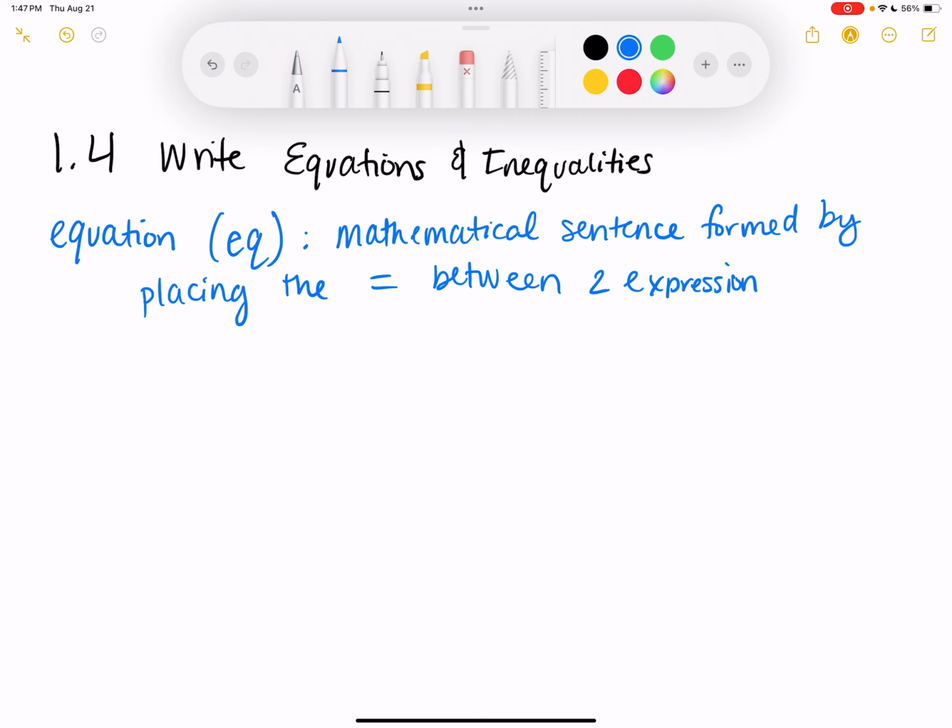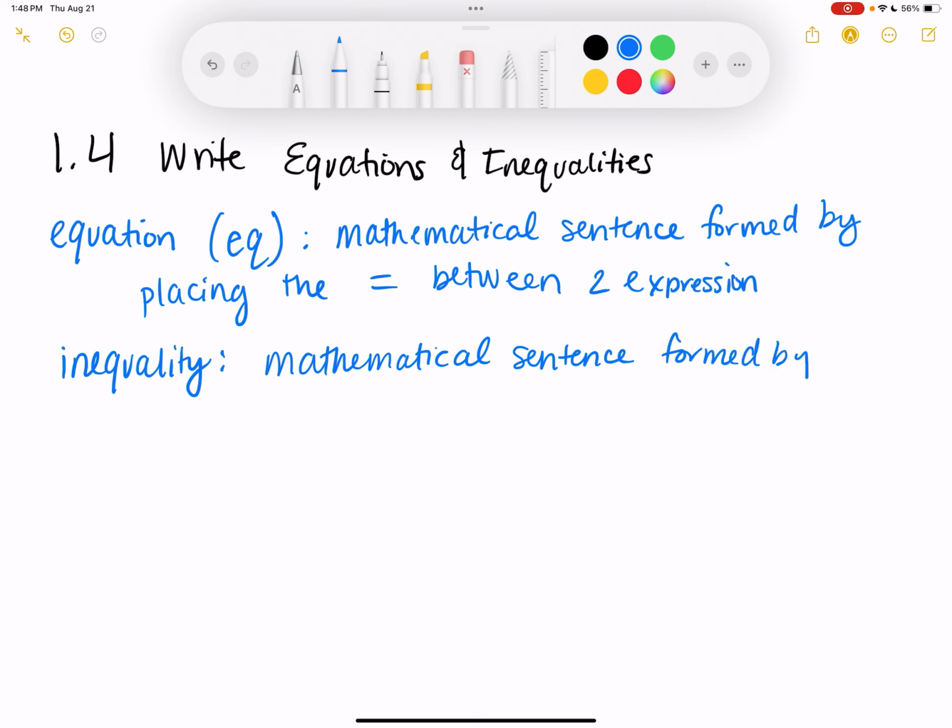An inequality is a mathematical sentence formed by placing either a less than, a less than or equal to, a greater than, or a greater than or equal to symbol between two expressions.